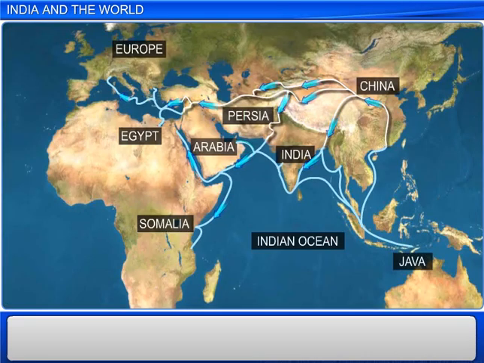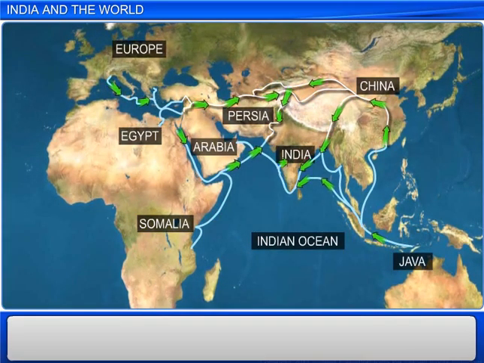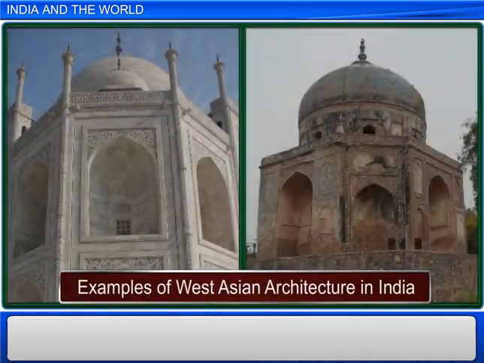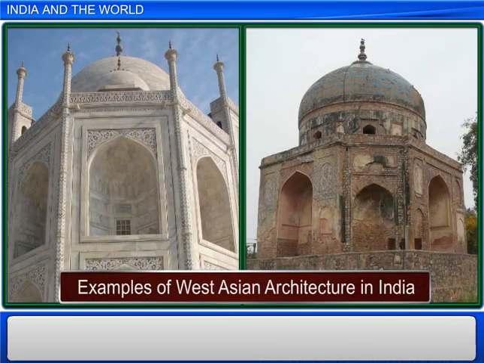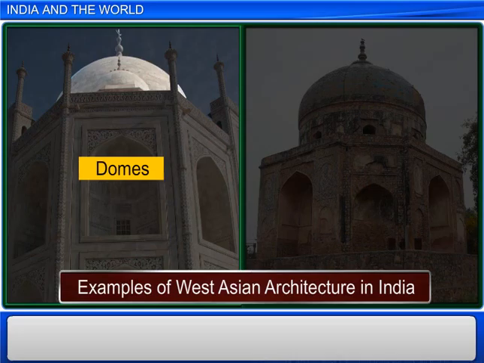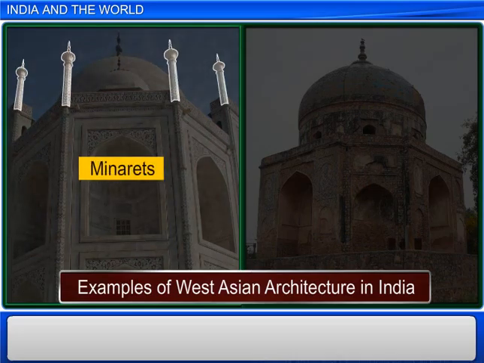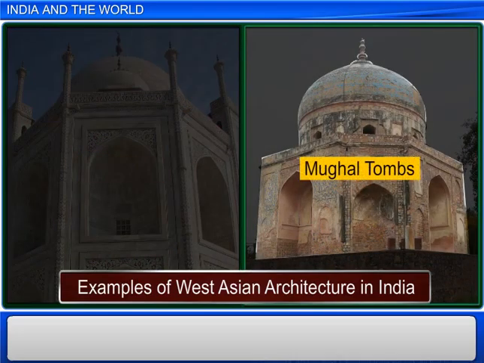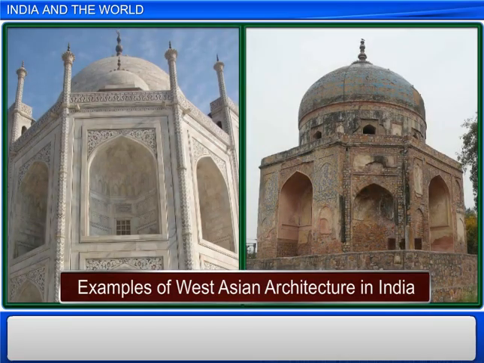Just as these routes helped India to reach out to the world with its ideas and commodities, they also enabled Western influences to reach India. You can see shades of Western influence in Indian architecture. For example, domes, minarets, and Mughal tombs of sandstone and marble are all based on Persian designs.